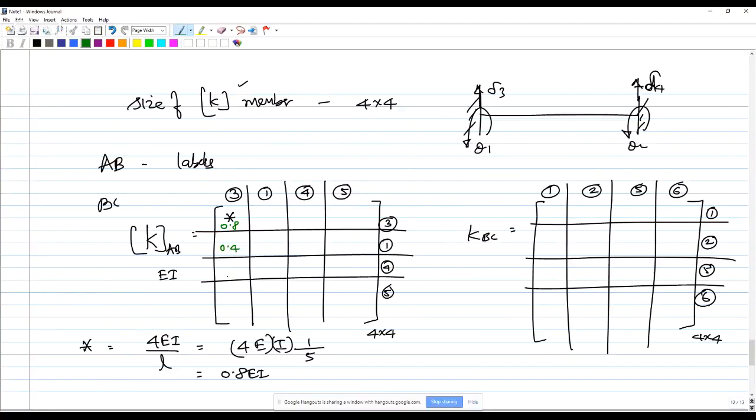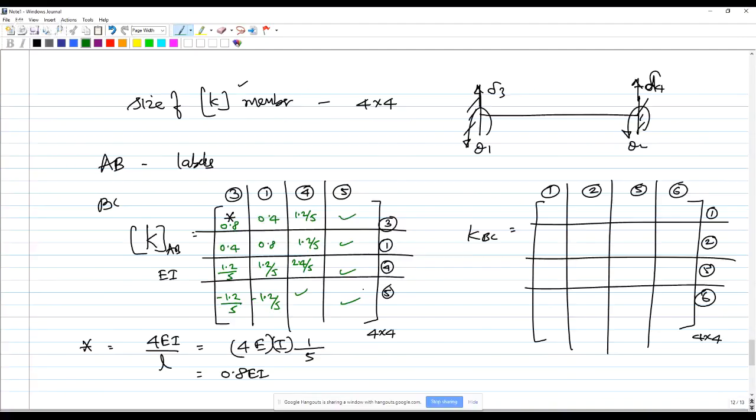And this will be 1.2 by 5, minus 1.2 by 5. Once I have the first column filled up, the second column is simply a cross of these, and this will remain the same. Once I fill up the second column, the third column will be 1.2 by 5, 1.2 by 5, and this will be the sum of these two, that is 2.4 again by 5. And so on, one can fill this up.